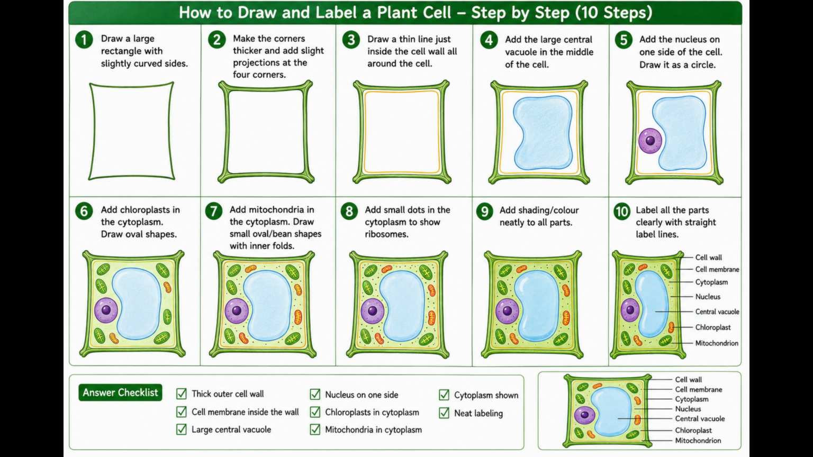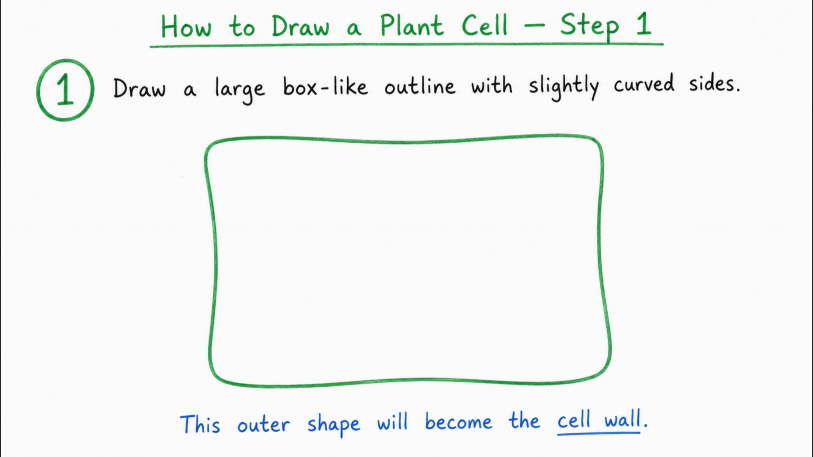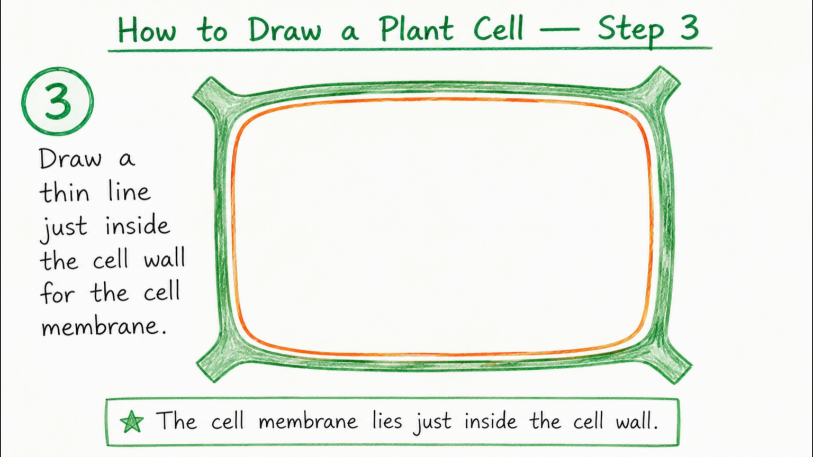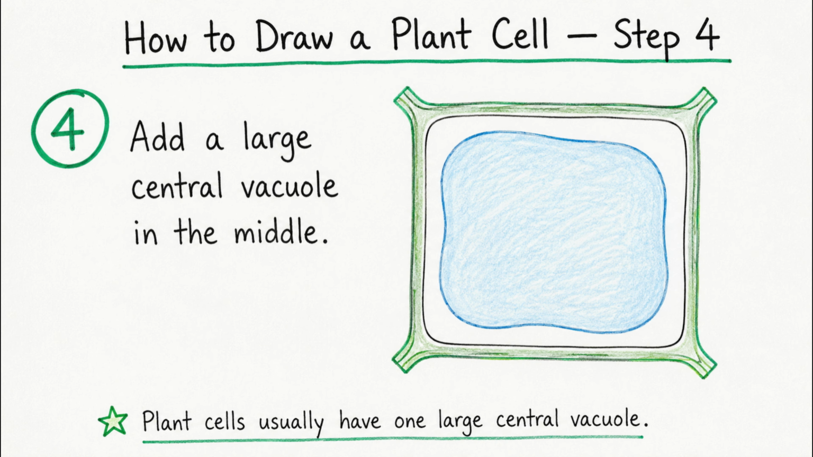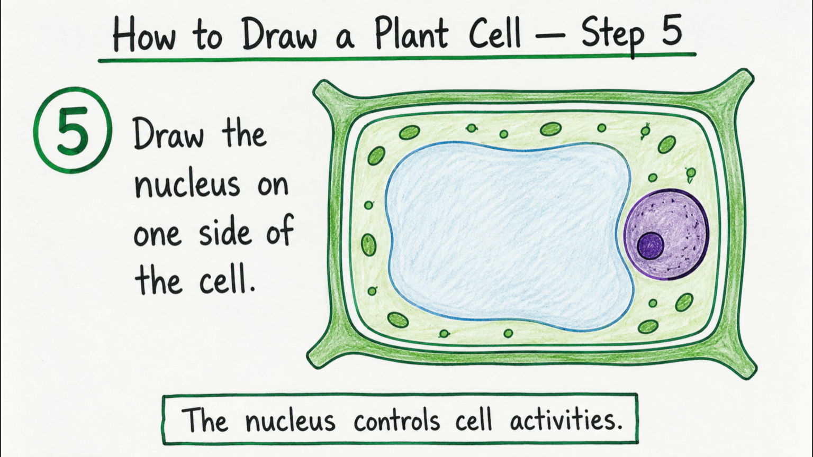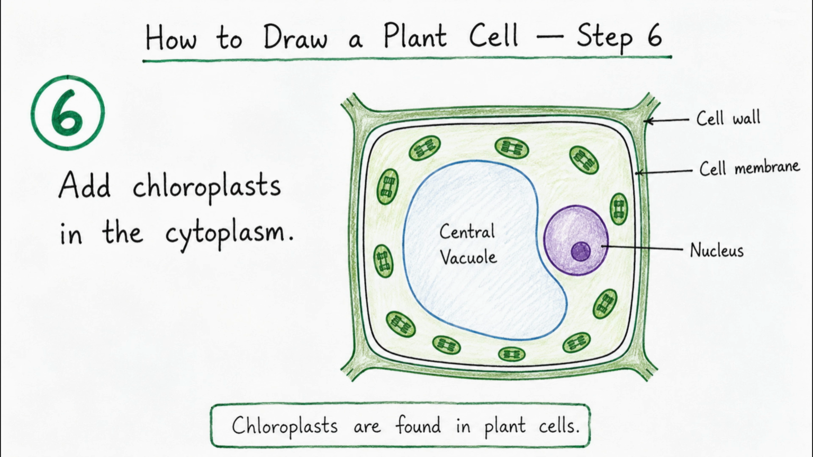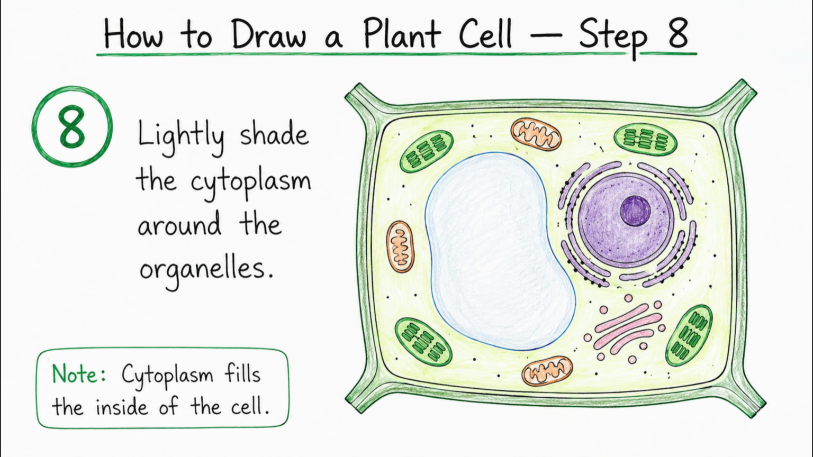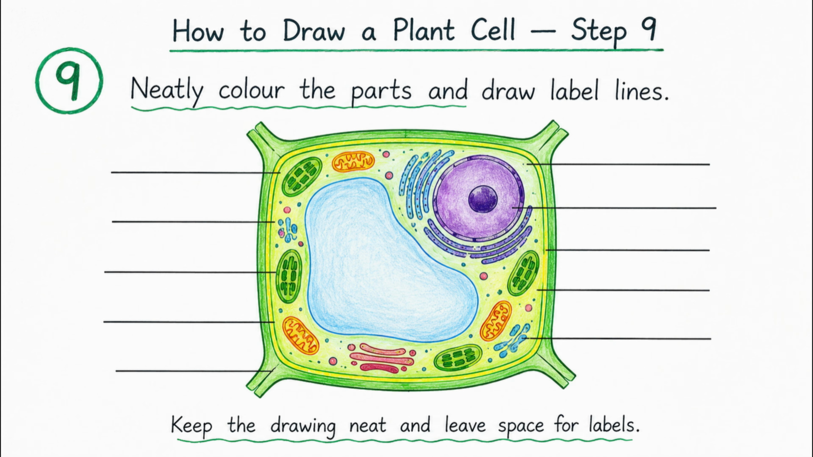Diagram-based questions with label answer checklist. 1. Draw and label a plant cell. Labels to include: cell wall, cell membrane, cytoplasm, nucleus, chloroplast, central vacuole, mitochondrion. Answer checklist. The diagram should show a fixed, box-like cell shape, a thick outer cell wall, a cell membrane just inside it, a large central vacuole, chloroplasts in the cytoplasm, and a nucleus.